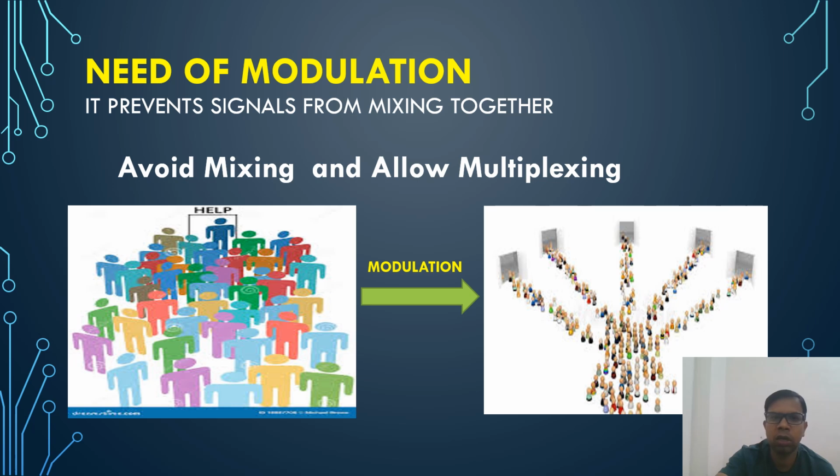So next one is the need of modulation. You can see these two pictures. What is the difference between these two pictures? As we can see clearly, the first picture is very congested and not systematic, but in the second picture it is systematic, and the crowd can pass very systematically and there is no intermixing. So the modulation can do the same for signals. Modulation avoids the mixing of signals and also allows multiplexing. That is, it prevents signals from mixing together.